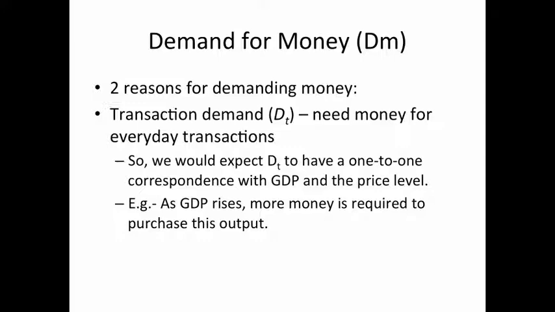In terms of the economy, we'd expect transactions demand for money to have what we call a one-to-one correspondence with GDP. As GDP goes up, that's the value of goods and services, remember? As the value of goods and services goes up, we need more money to buy those goods. So as GDP rises, transactions demand for money will rise also. As the value of goods and services produced in the US goes up, we need more money to buy those goods and services, so transactions demand for money will rise also.